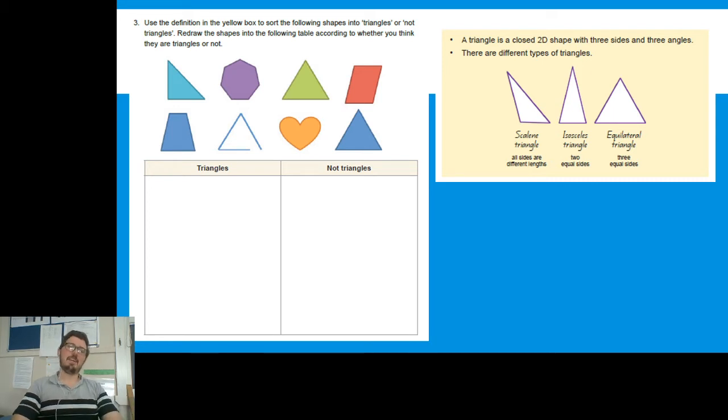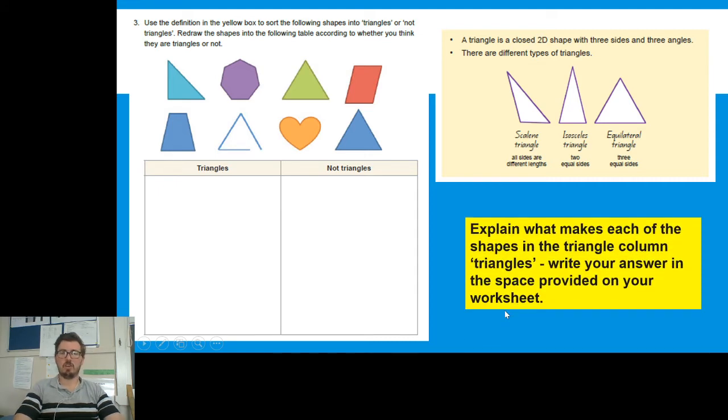Alright, there was one in there that tried to trick you. See this one here? That is not a closed shape because this does not connect to this. So hopefully you can see my clicker there. That would be not a triangle. The triangles are this one and this one here. The rest are not triangles. Now explain what makes each of the shapes in the triangle column triangles. Write your answer in the space provided. Pause the video and off you go.